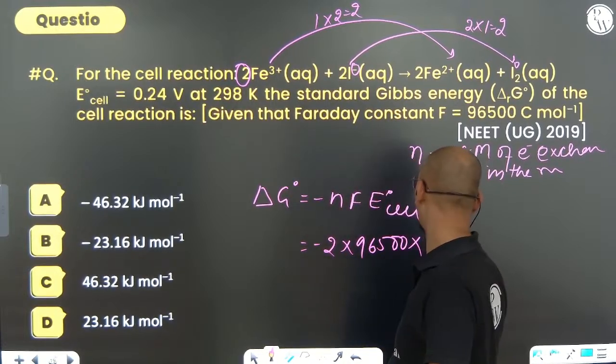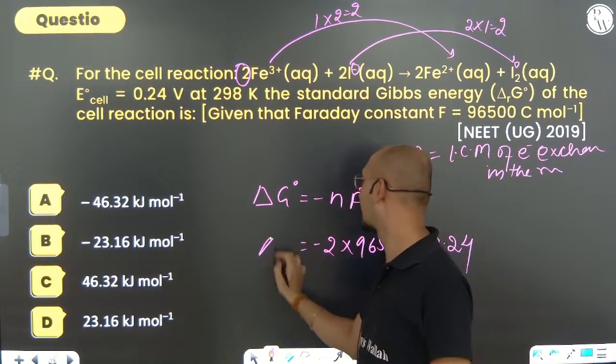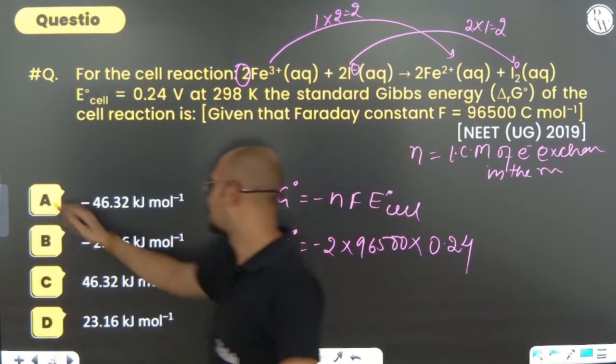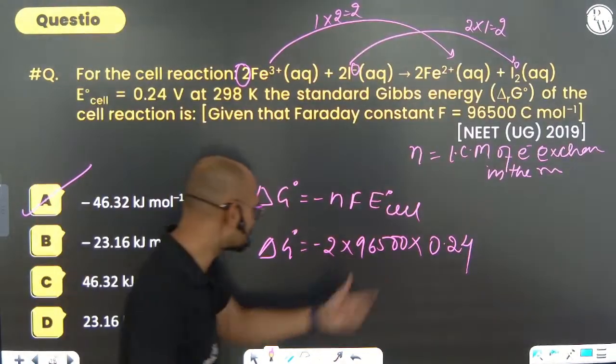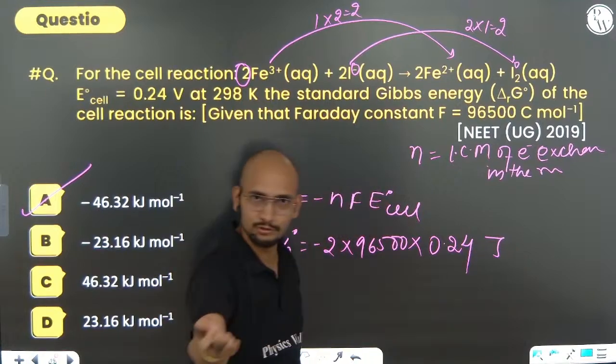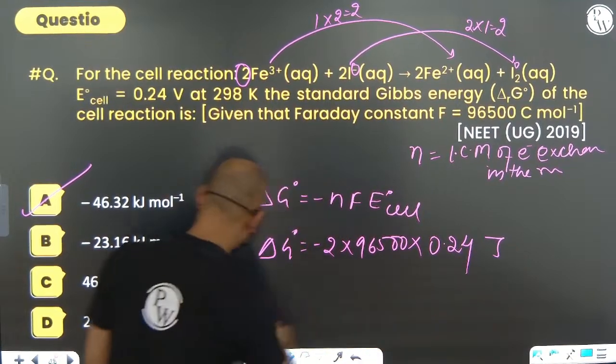Here it is given 0.24. You can put that and get the values. I hope it will be option A. Please check that. First of all, you will get it in joules, and you know how to convert joules to kilojoules: divide by 1000, and you will get one of these.